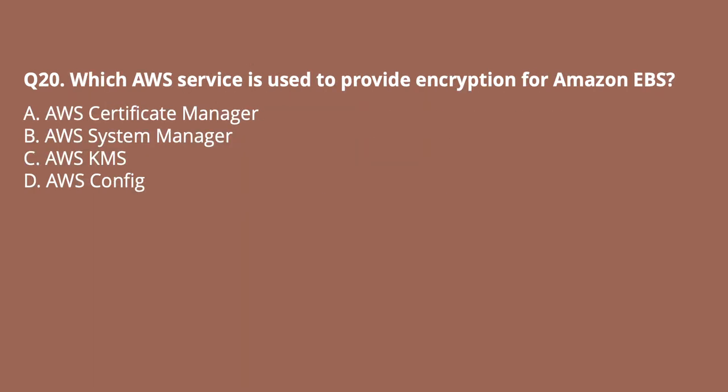Question number 20. Which AWS service is used to provide encryption for Amazon EBS? So we have option A, AWS Certificate Manager, option B, AWS Systems Manager, option C, AWS KMS, and option D, AWS Config. So the correct answer here is AWS KMS.